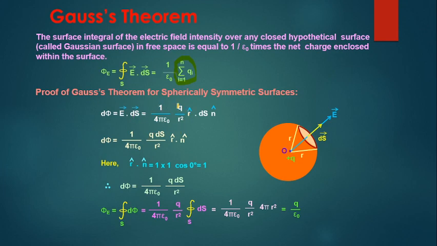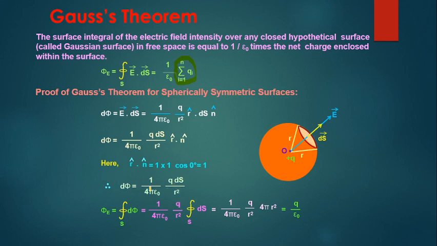The electric field due to the point charge is equal to 1 divided by 4 pi epsilon naught, q divided by r square, and this unit vector r cap is the direction of the electric field. Dot ds n cap. So 1 divided by 4 pi epsilon naught, q ds divided by r square, r cap dot n cap. Both are in the same direction, so this value is equal to 1. The angle between them is 0 and the value is 1. So d phi, the electric flux due to the small portion ds, is equal to 1 divided by 4 pi epsilon naught, q ds divided by r square.